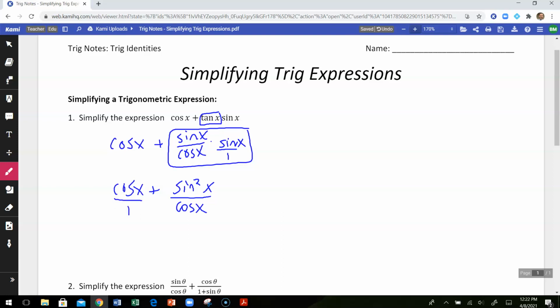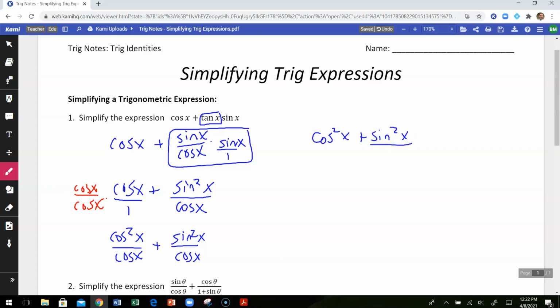And then I want to add these two fractions together. So I've got to get a common denominator. So I'm going to multiply this fraction on the left by cosine of x on top and bottom. And then that's going to lead me to cosine squared x over cosine x plus sine squared x over cosine x. Now that I have a common denominator, I can add my numerators together. Cosine squared x plus sine squared x all over cosine x.